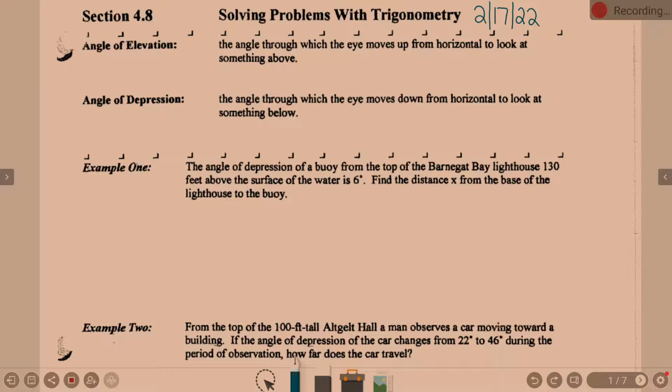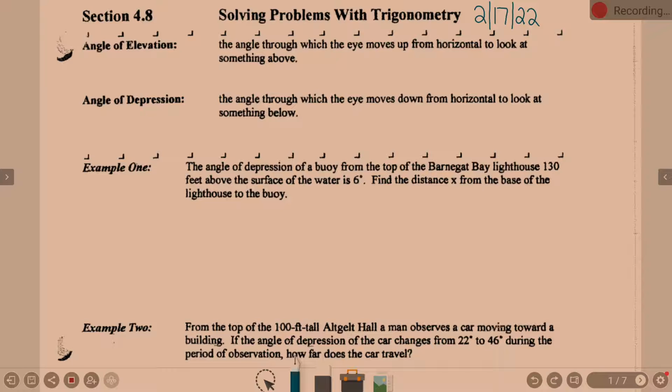Let's look at example 1. The angle of depression of a buoy from the top of the Barnegat Bay Lighthouse, 130 feet above the surface of the water, is 6 degrees. Find the distance x from the base of the lighthouse to the buoy. Well, guess what? I'm going to draw. Picture time.